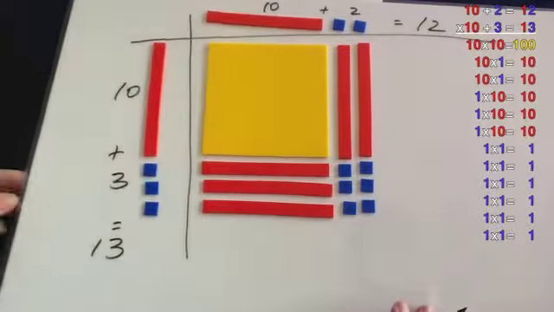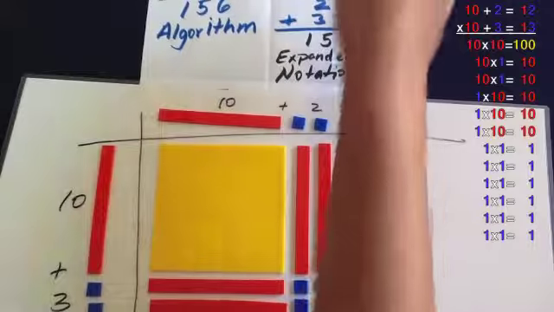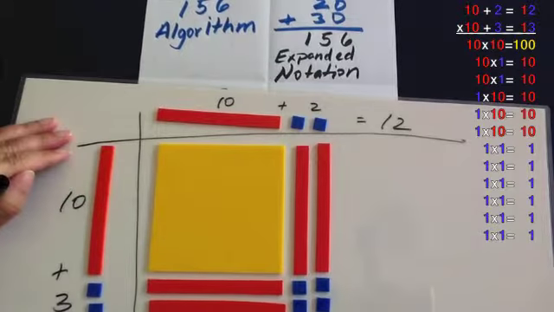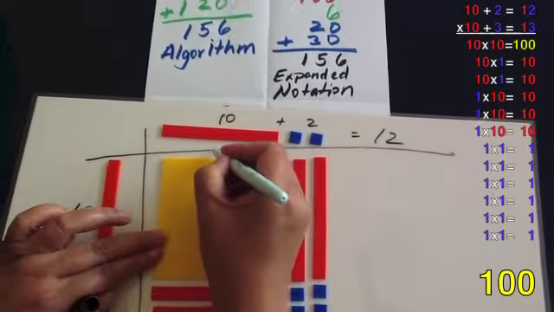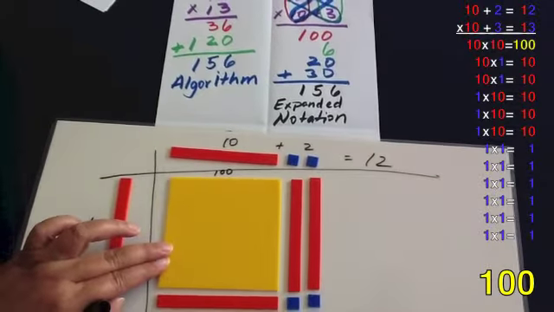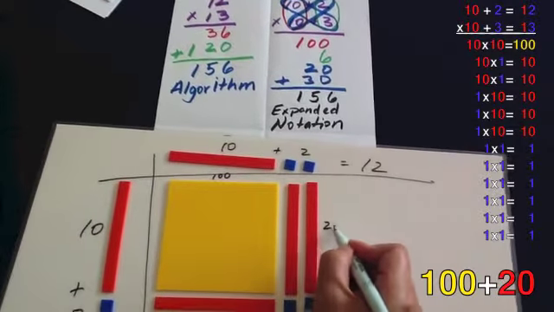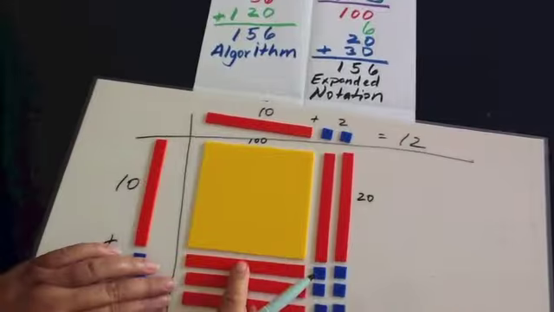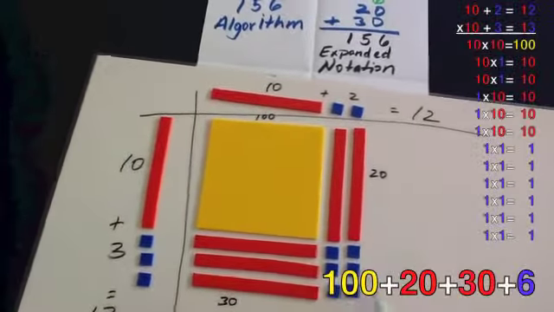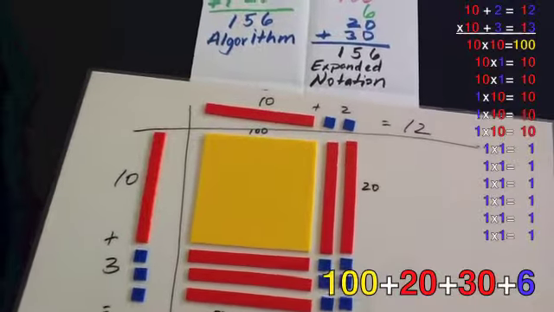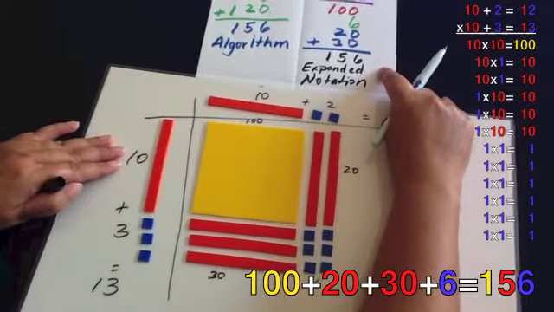Okay, let's go back to our original problem with our expanded notation. If you look at that, we start off with 100, 10 by 10. We clearly see there's a 100 tile right there. We clearly see on this side it's a 20, the area. Here you clearly see there's 30, and all those equal 6. Our base 10 is a lot closer to the expanded notation.